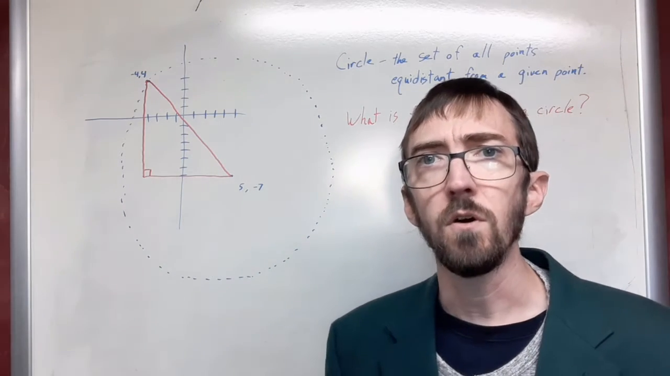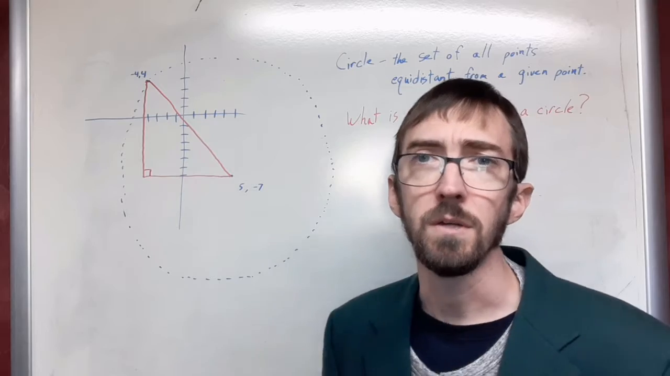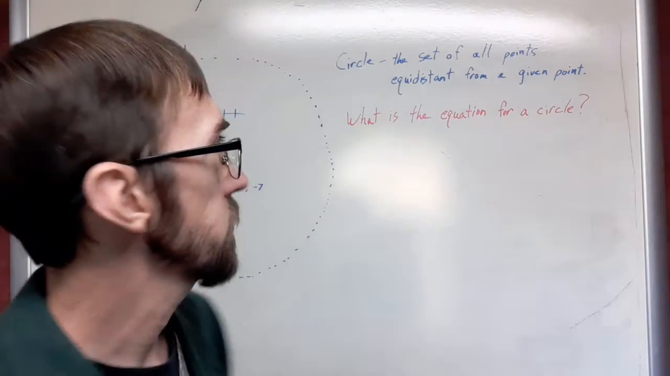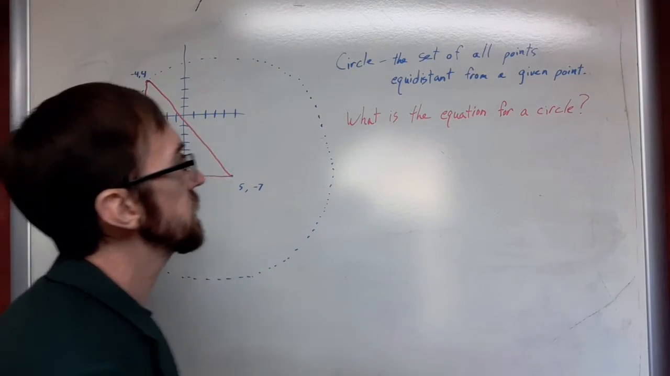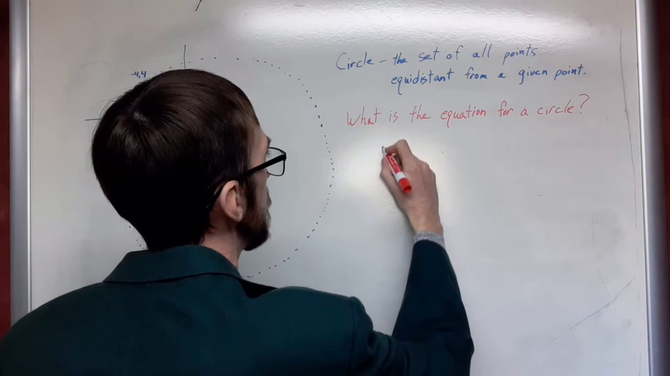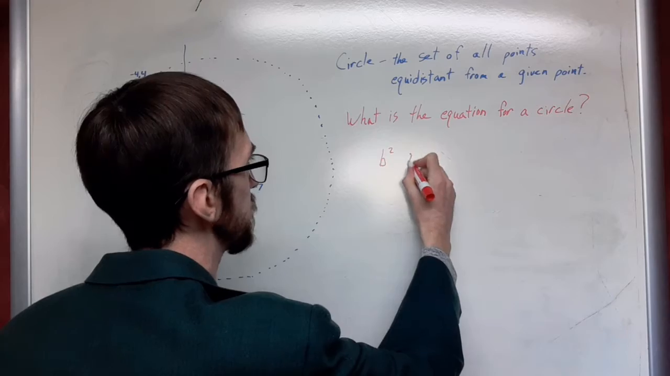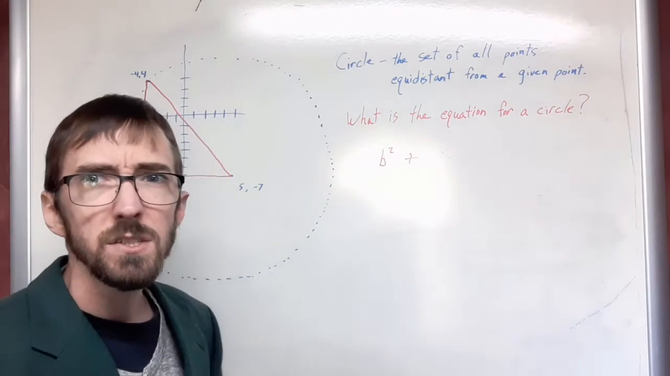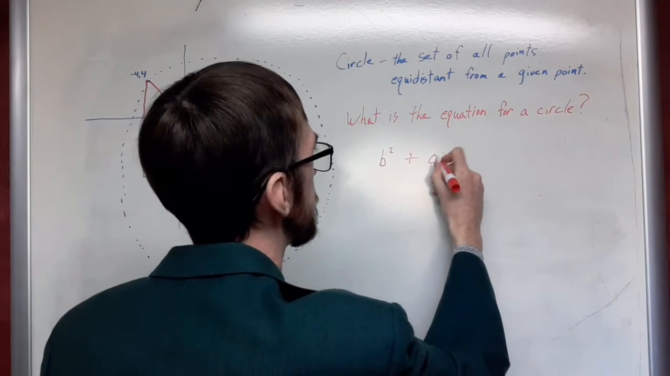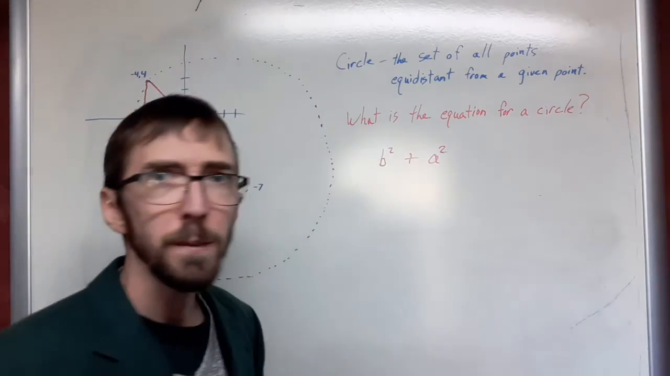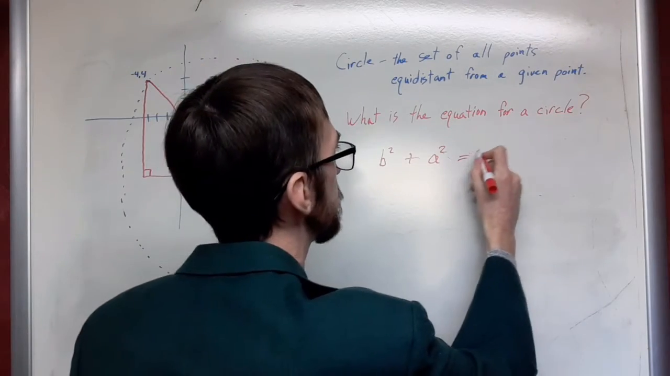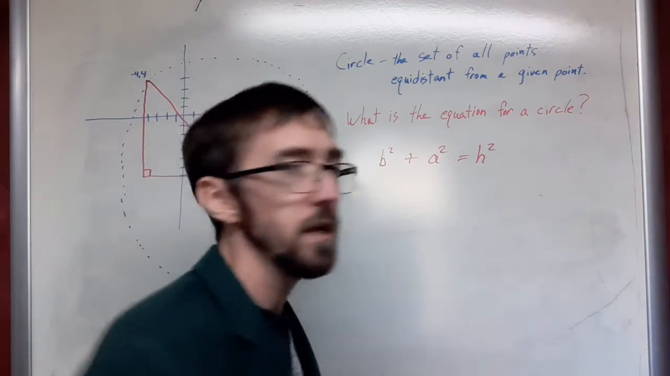This is going to involve the Pythagorean Theorem. So let's review. What is the Pythagorean Theorem? Well, it is some base of a triangle squared plus some altitude of a triangle squared, and that's going to equal the hypotenuse squared.